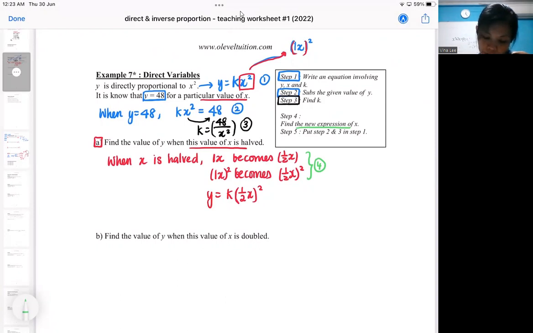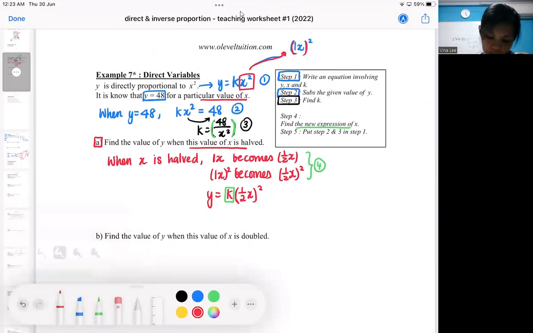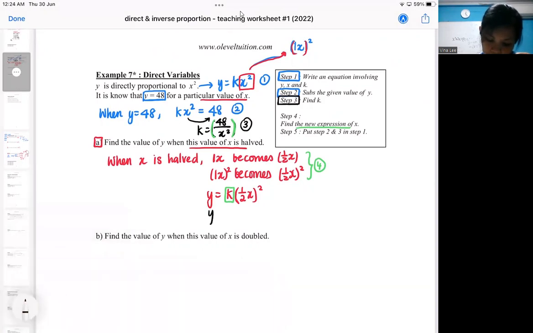So from here, let's take a look. The k will be substituted with this. Let me show you. K will be substituted with the formula. And what about the half x squared? The half x squared will be half x, half x. So from here, you slowly work out your algebra.